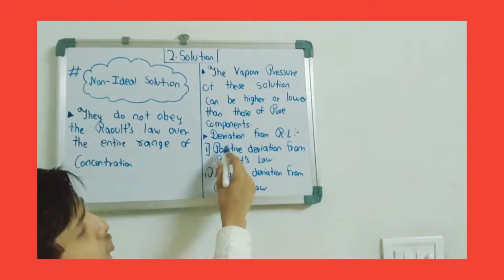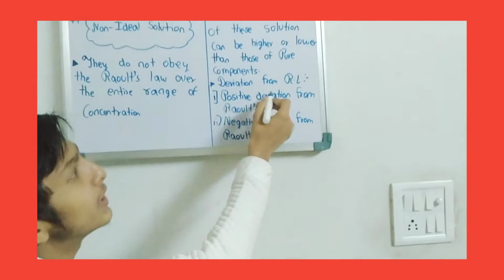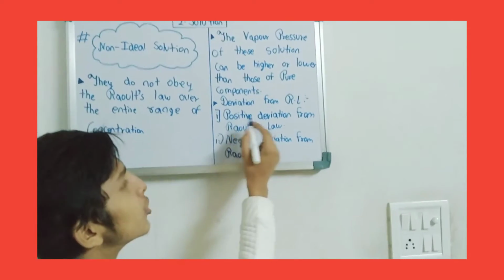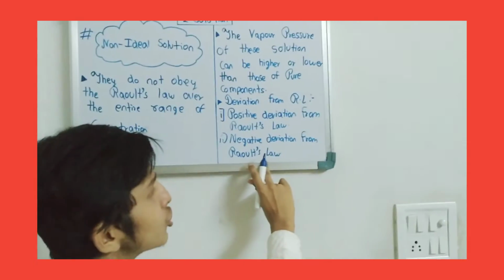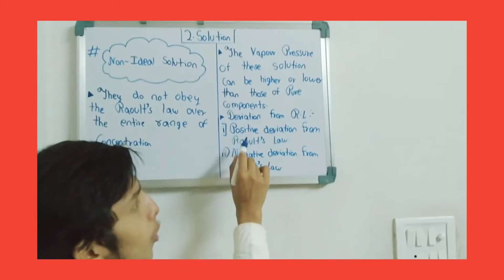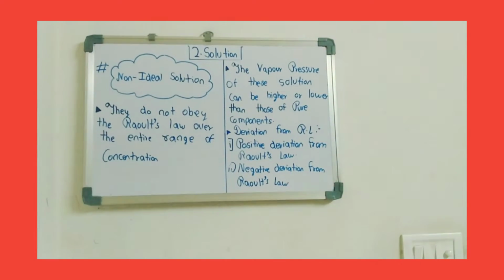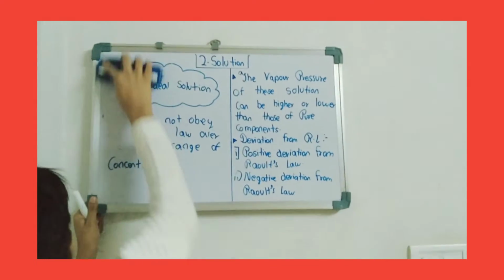Now they show deviation from Raoult's law. They do not follow Raoult's law, so they will show deviation. Deviation can be of two types: a positive deviation from Raoult's law, or a negative deviation from Raoult's law. So now let's understand these two topics very clearly. Please take a screenshot as I am teaching you.